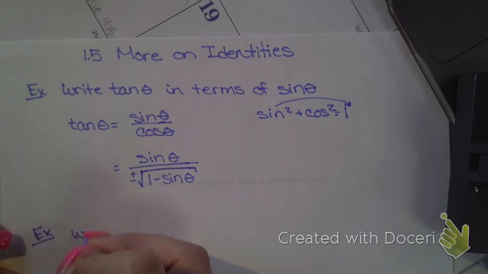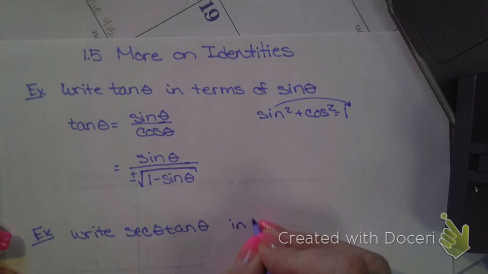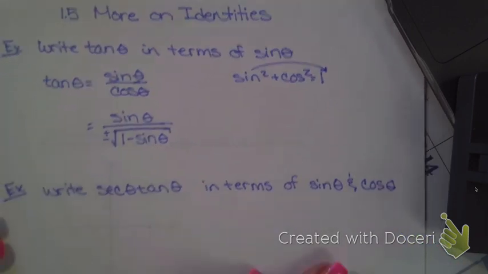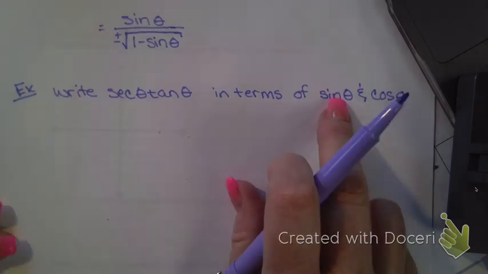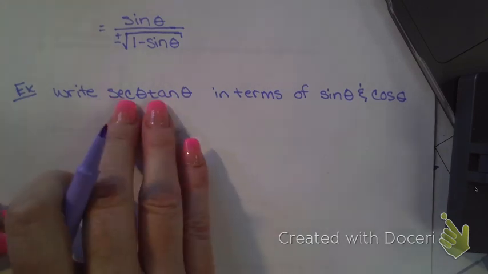So we're supposed to write secant tangent. So that means multiplied together, right? Because they're next to each other. In terms of sine and cosine. Oh, you can see that. Okay, so again, I'm just going to manipulate secant times tangent until I get things in sines and cosines. Okay, so what do you know about secant and tangent? How else could I write them?